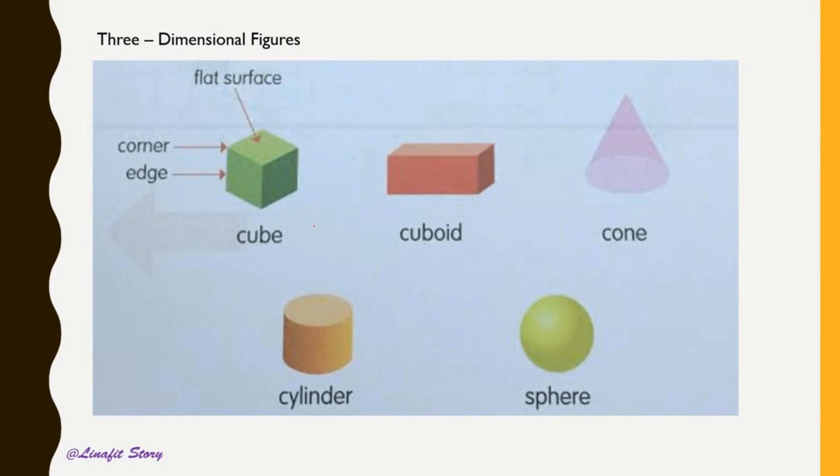Here you may see that this is the flat surface. Here is the corner or vertex, while this is the edge. An edge is where two faces meet, and the vertex or corner is the point or corner of a geometric shape.